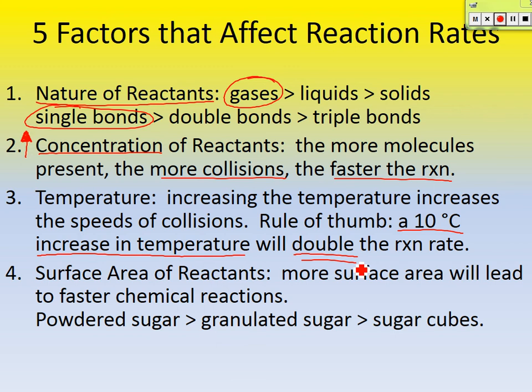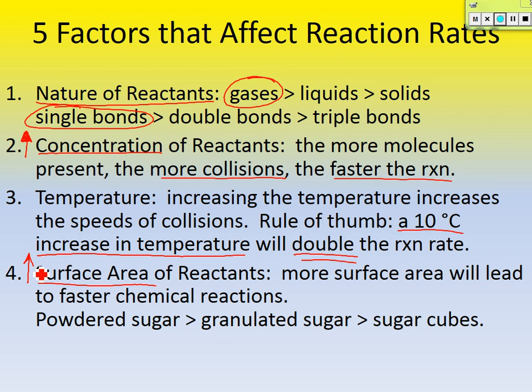Okay, number 4, surface area. Surface area is a big point on how chemists can influence the speed of the reaction. The more surface area will lead to faster chemical reactions. So we want to increase the surface area of our reactants. So what's going to burn at a faster rate? A big lump of coal?